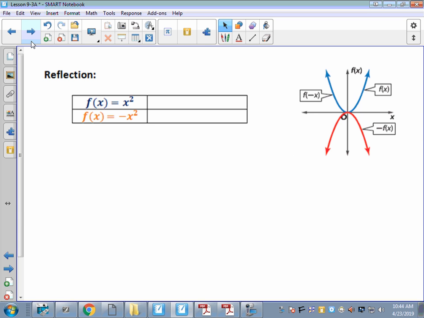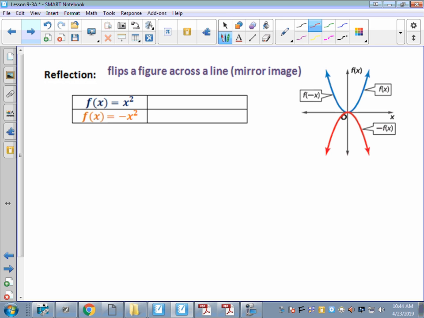And the last one here is a reflection. What happens with a reflection? Reflection is going to move a figure across a line, a mirror image, a reflection, okay? And so in this case, we're just kind of looking at your positive or negative a value. So you've got f of x equals x squared or negative x squared. So it's really the sign of your a value, okay?